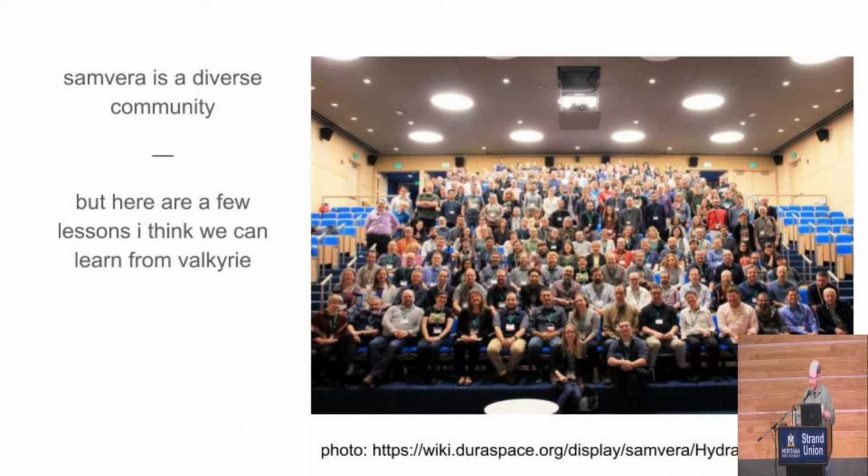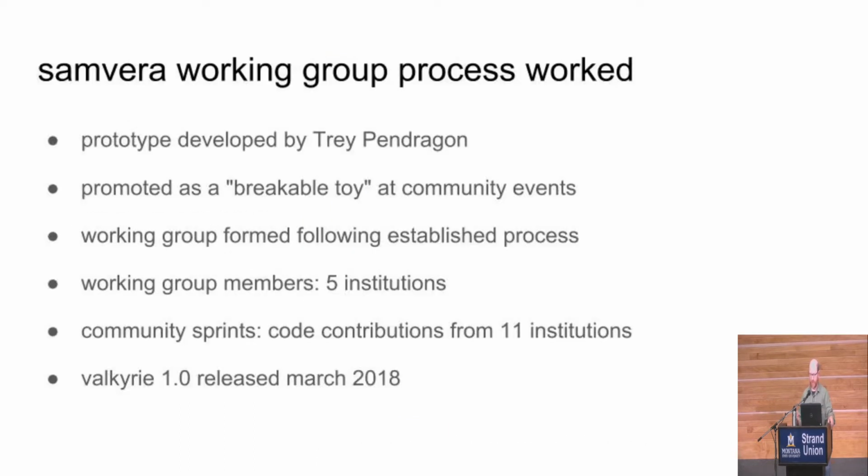And the first thing I want to point out is that the working group process in Samvera worked really well for Valkyrie. Trey Pendragon, my colleague at Princeton, developed a prototype. He promoted it at community events and using community communication channels. A working group was formed using the established processes, and that had participants from 5 different institutions in the Samvera community. They organized sprints that had code contributions, ultimately from members of 11 different institutions, and that resulted in the release of Valkyrie 1.0 in March.